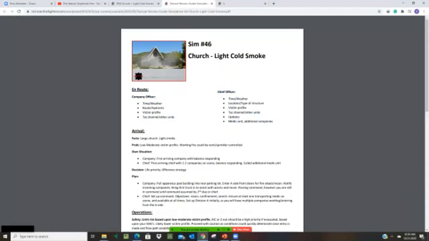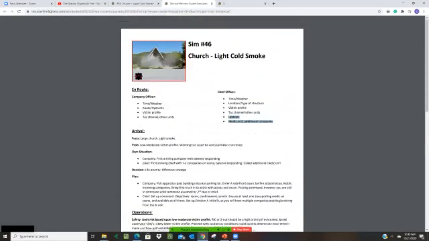So company officer, I'm thinking about time and weather, thinking about route and hydrants, victim profile, tac channels, and other units, right? What's the difference between that and a chief? Well, I'm thinking about what updates. I'm thinking about maybe medic units, additional companies, which is what you were thinking. So I'm thinking you're a chief officer. Am I right? You're correct. Yes. Yeah. So you were thinking about that stuff, which is beautiful. So you're thinking a little further ahead on the incident.